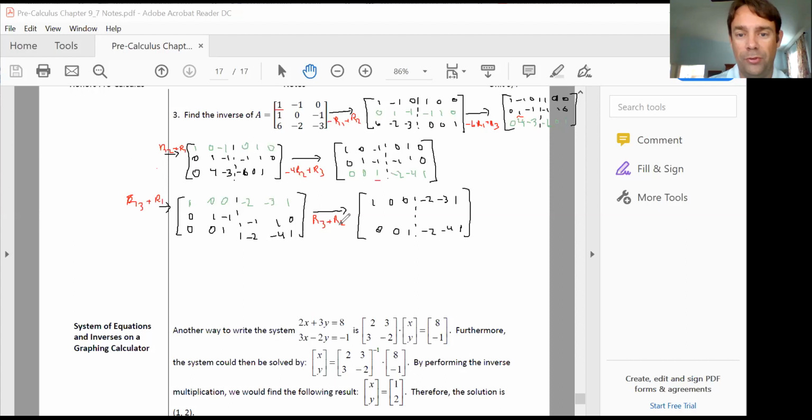All right, so 0 plus 0 is 0. 0 plus 1 is 1. 1 plus negative 1 is 0. Hey, this is it. Negative 2 plus negative 1 is a negative 3. Negative 4 plus 1, that would also be a negative 3. And 1 plus 0 is 1. So friends, what we're saying then is that right side, that would essentially be our inverse matrix.